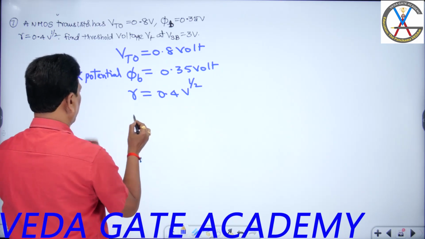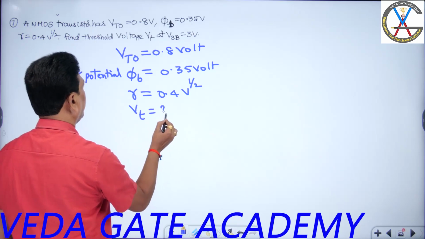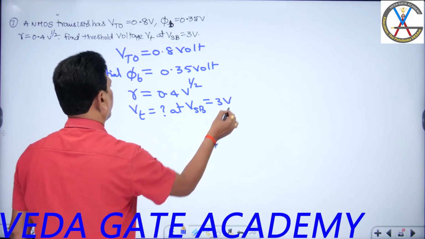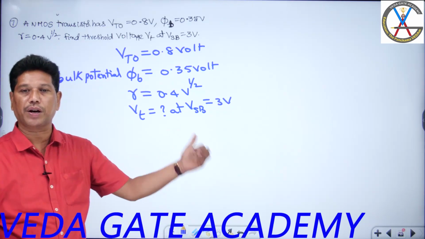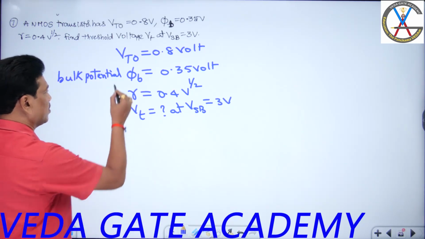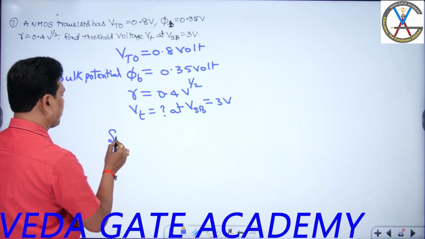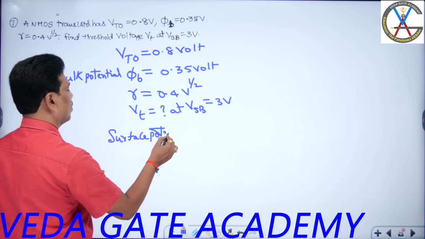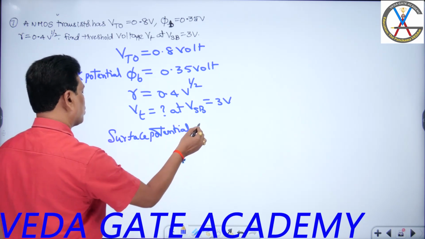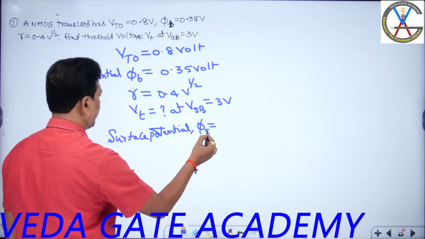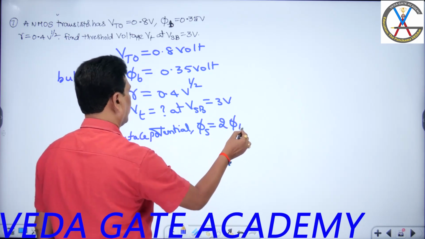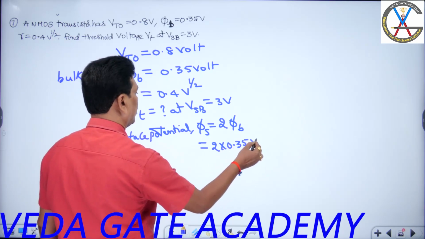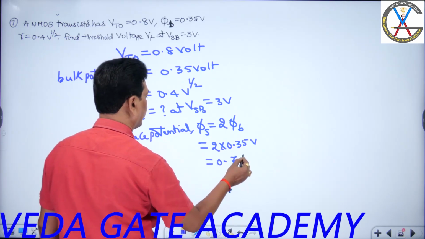He is asking what the threshold voltage is at VSB equal to 3 volt. Using the direct formula, since the bulk potential is given, I can calculate the surface potential. I told you that the surface potential equals twice the bulk potential: phi s equals 2 phi B, which is 2 into 0.35, that becomes 0.7 volt.